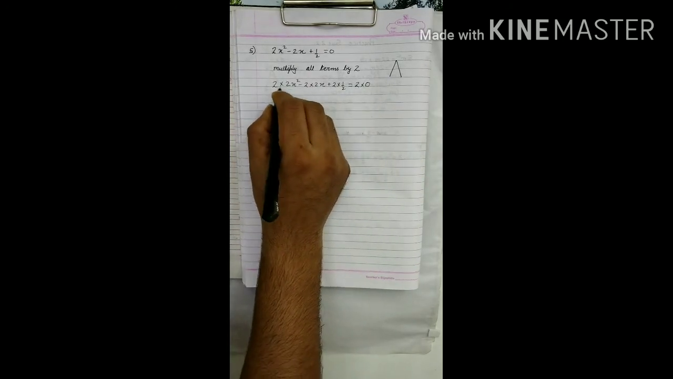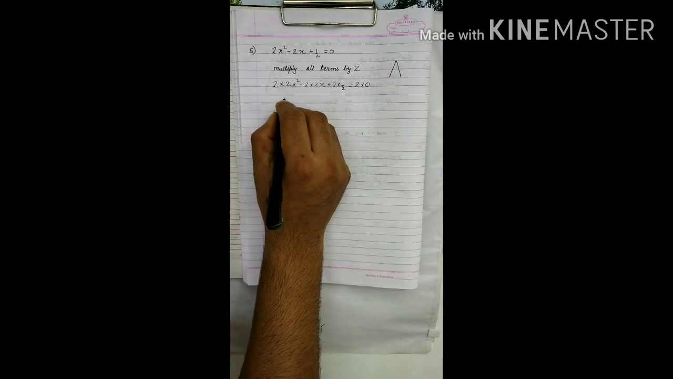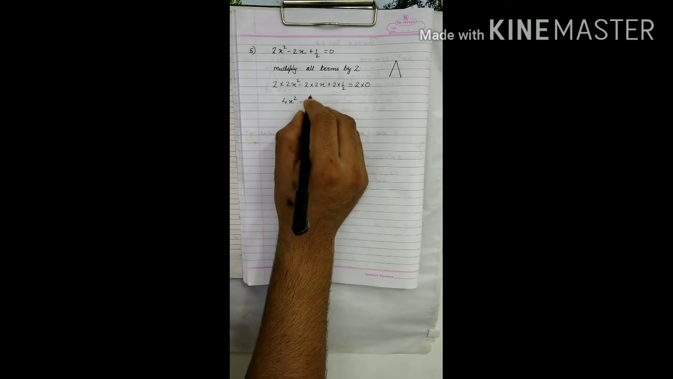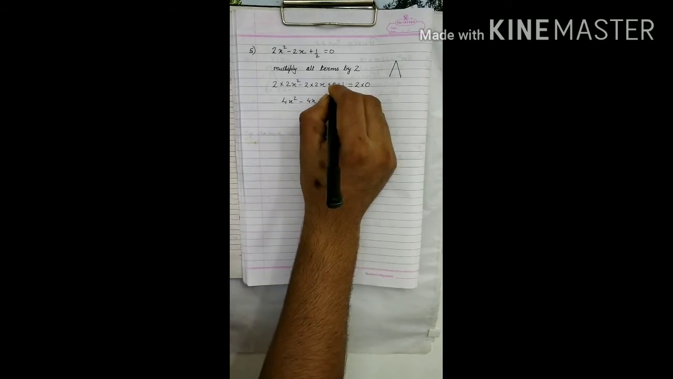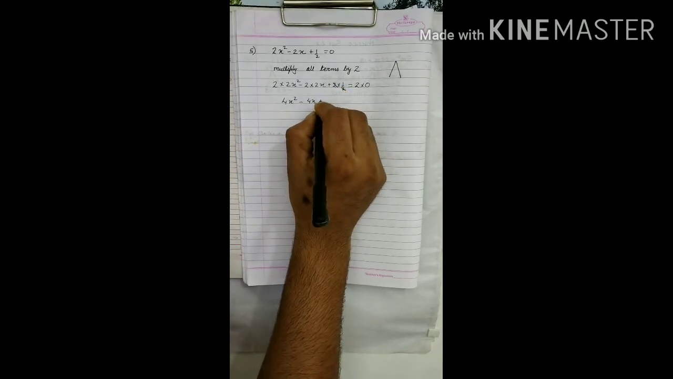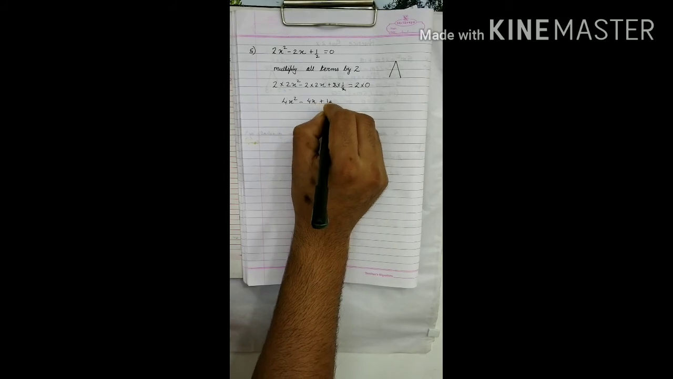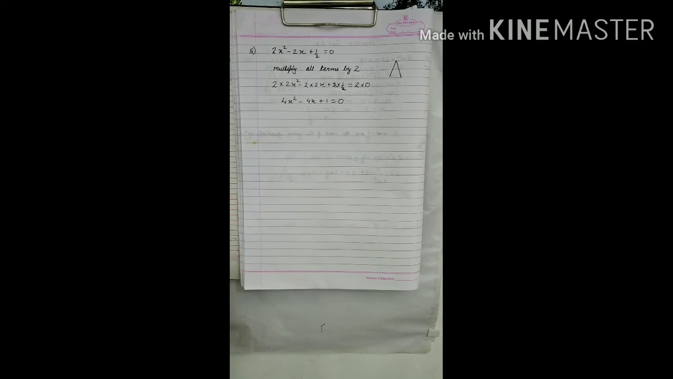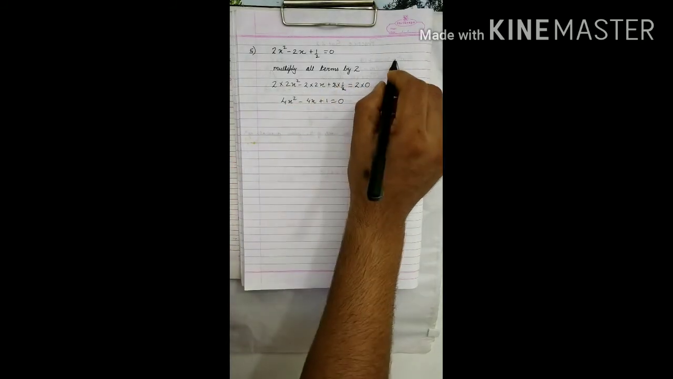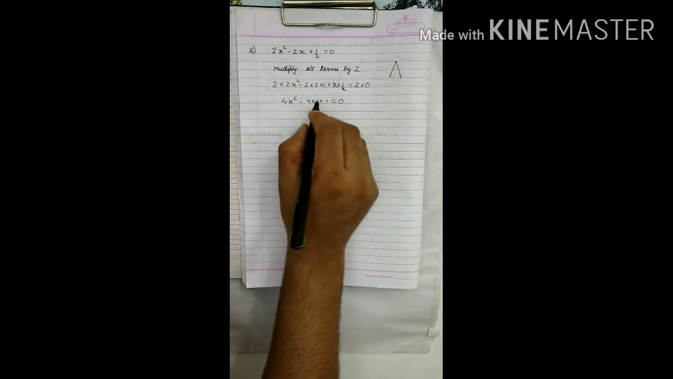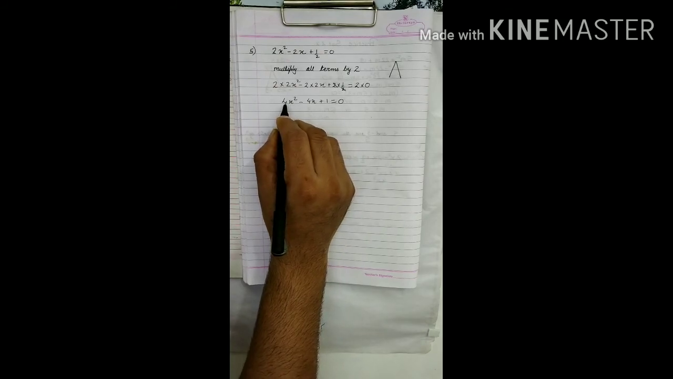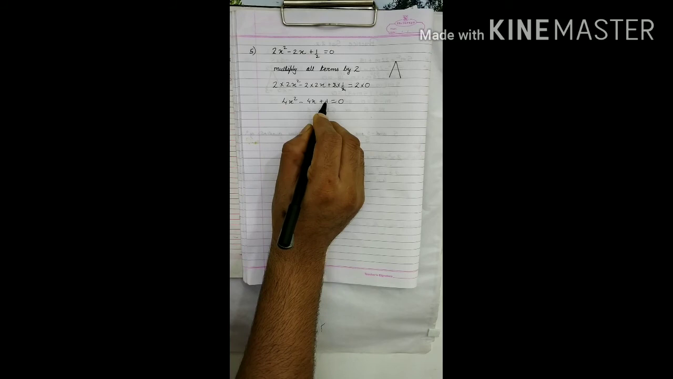Now let us solve this. 2 into 2 is 4x square. Now 2 into 2, this is 4x. These 2 and the denominator 2 are cancelling, so I get plus 1. 2 into 0 is 0. So I've got this equation. Now I have to write a middle term here. But since the coefficient of x square is not 1, I have to multiply this term with the constant.